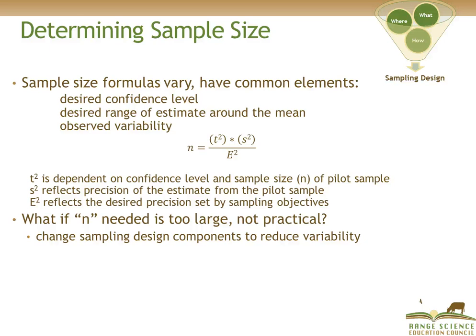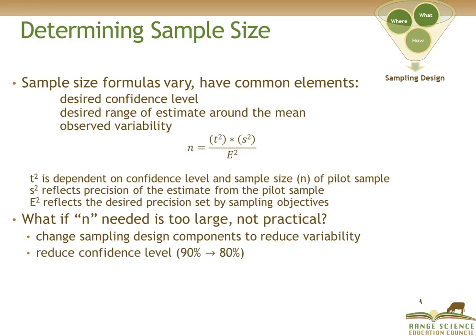We would consider possibly changing the sample unit type, or the dimensions, the length of the transect, or the size of the quadrat, or the shape of the quadrat, or how it's oriented in the landscape. There are a number of components that we can change, with the main objective of reducing the s-squared value, or the observed precision.